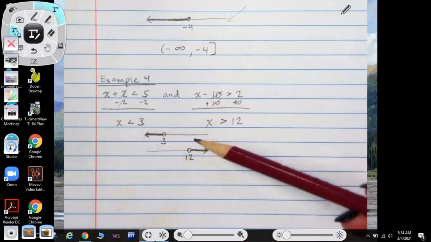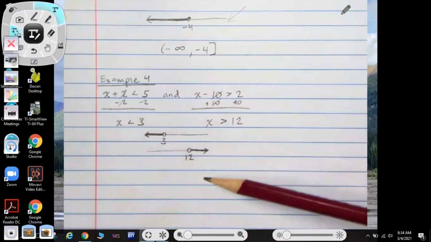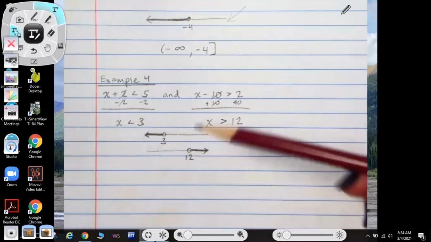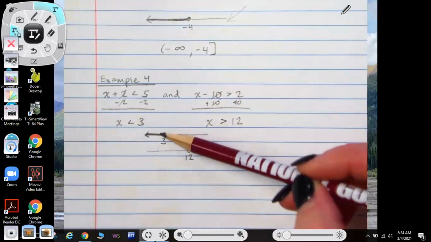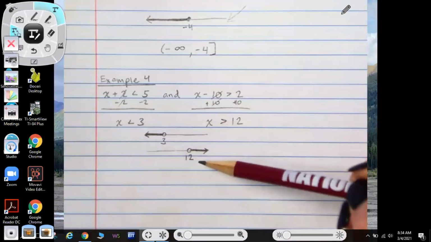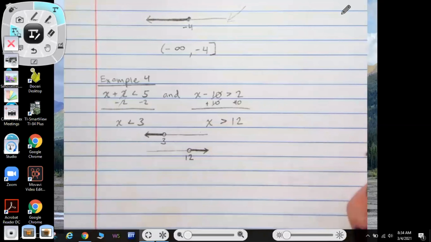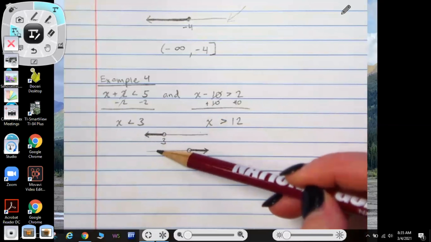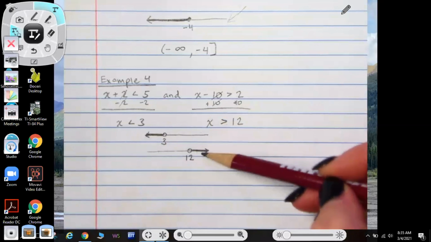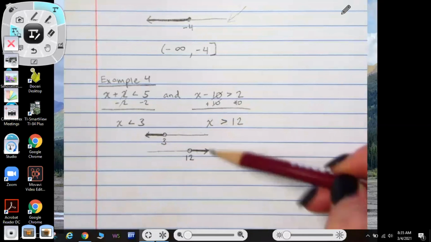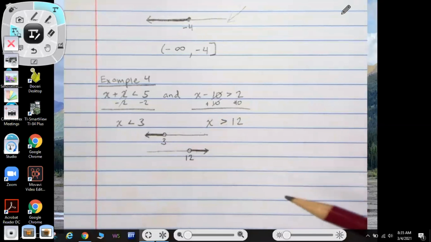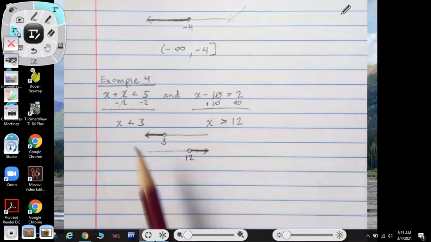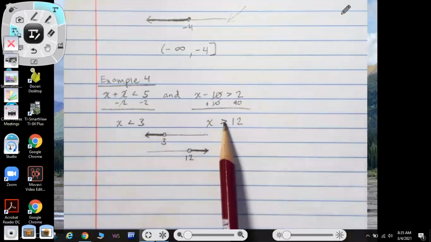Now, we're looking for parts of these lines that match. There's not any numbers on these number lines that match. So we've got this part of our line shaded on the top one. It's not shaded on the bottom one. And then same thing over here, the bottom one is shaded, but the top one is not. There's no overlapping parts of these number lines. And if you think about it, that should make sense because there's no number that can be less than 3 and greater than 12 at the same time.